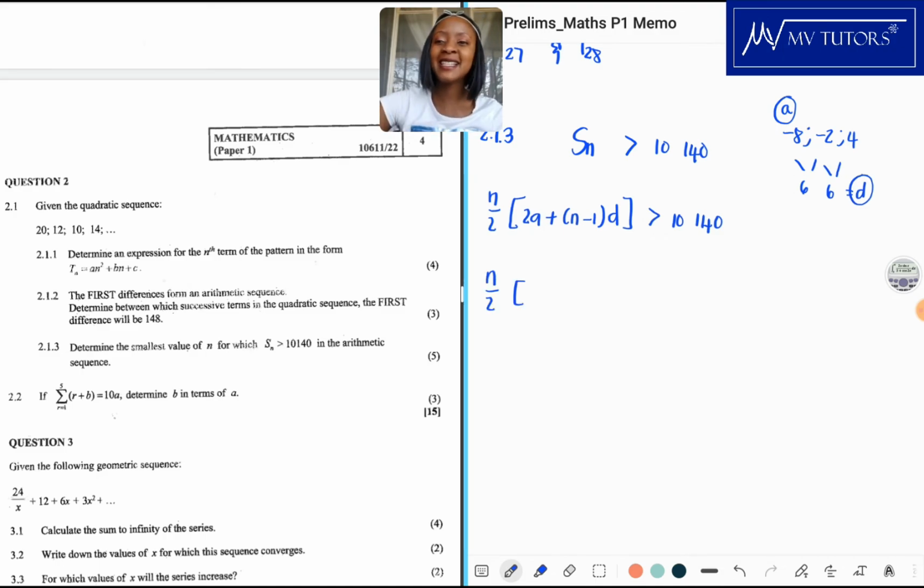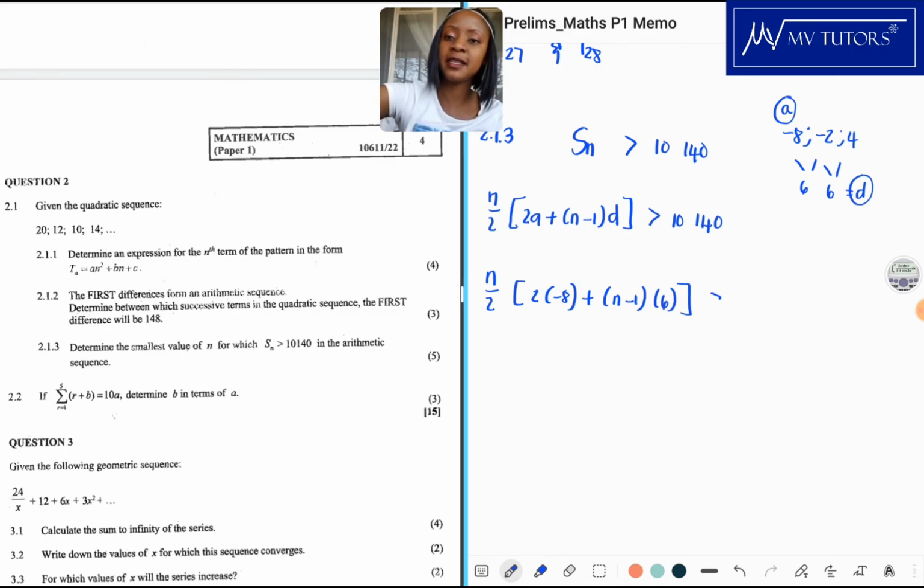Okay, a is negative 8, so we have 2 times negative 8. My son wants to come and record with me, but that will not be productive, so he has to go. And then n minus 1, d is 6.